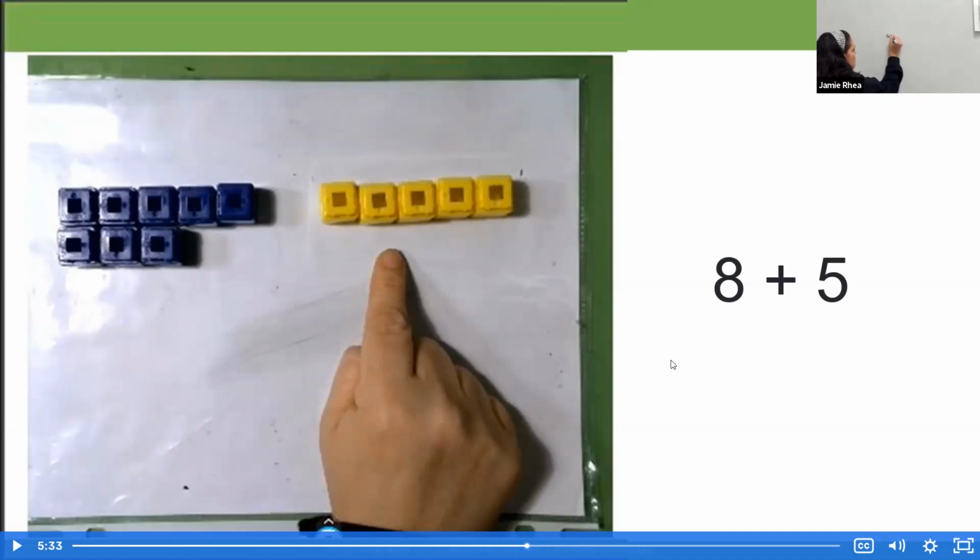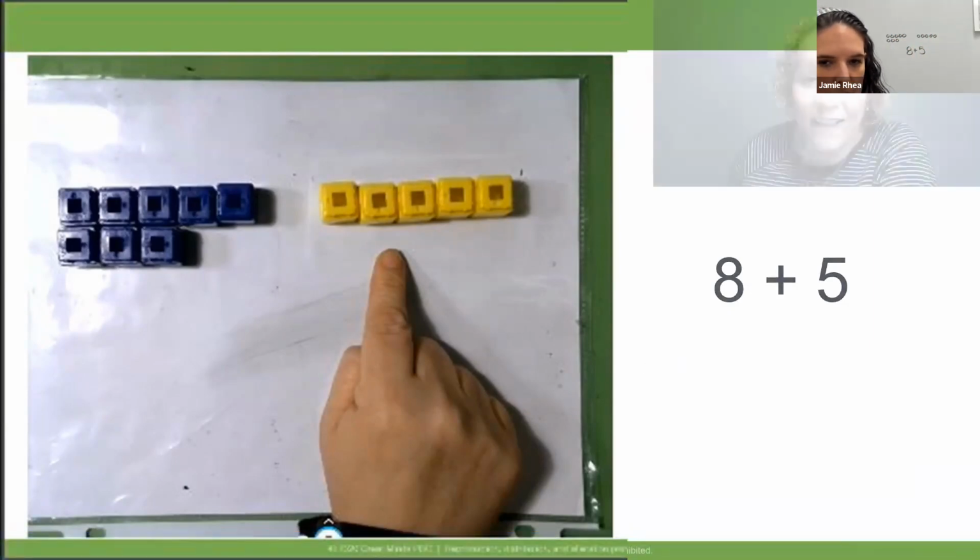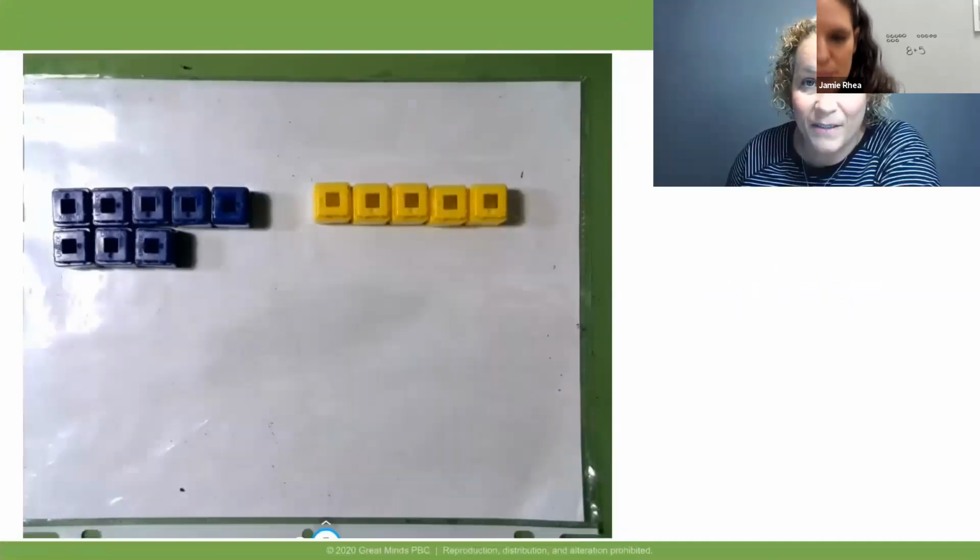I'm going to do 1, 2, 3, 4, 5, 6, 7, 8. 1, 2, 3, 4, 5. So I had 8 plus 5. Okay. You should have that too. If you need a little more time to fix it, go ahead and pause. But if not, let's keep going. What happened to our video? There we go. Now let's make 10 with 8.